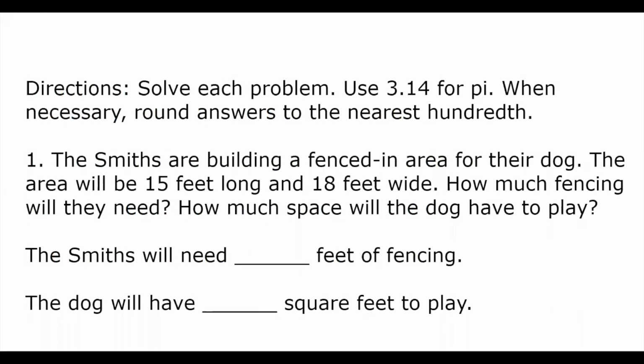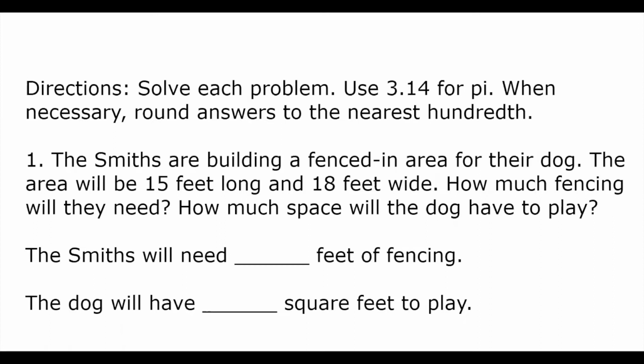Okay, so the directions say solve each problem and use 3.14 for pi. And I'm just going to tell you guys right now, you only need it for one question. It also tells you that you have to round your answers to the nearest hundredth. Okay, so the first question says, the Smiths are building a fenced-in area for their dog. The area will be 15 feet long and 18 feet wide. Just with that information, we know that it is a rectangle.